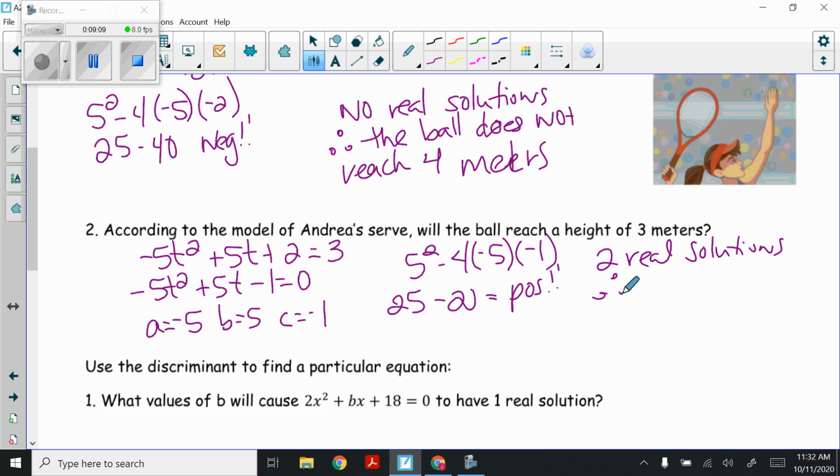So therefore, I can say that the ball reaches a height of 3 meters twice, because we have 2 answers when that equation was equal to 3. So at 2 different times, the ball will reach a height of 3 meters. They didn't ask me what those times are. They didn't ask me to solve it. They just asked, will it happen?